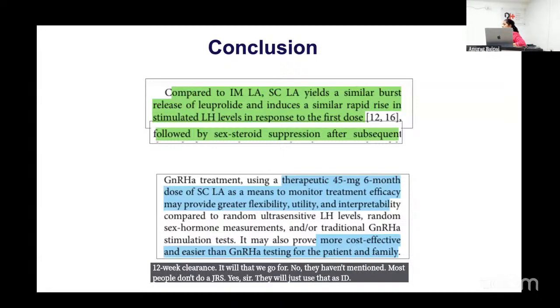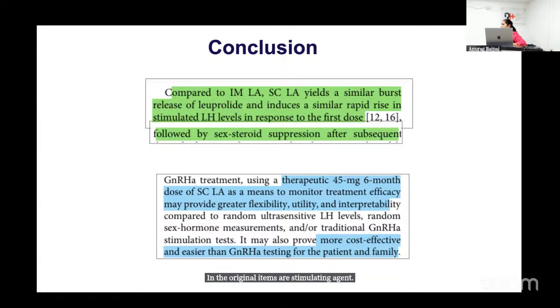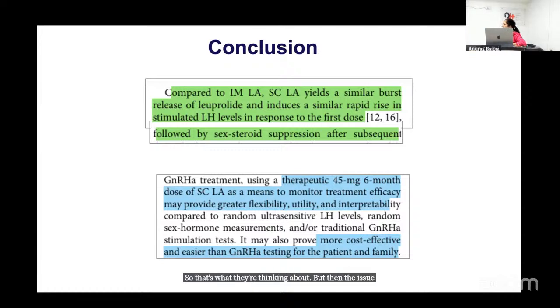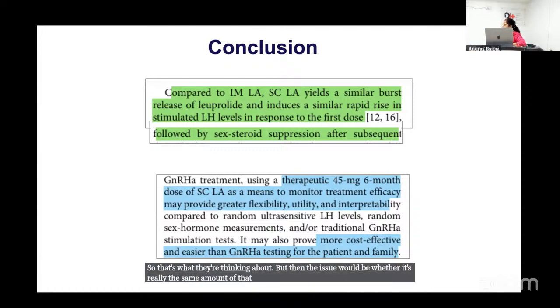What is the basis of using this injection of GnRH as a stimulating agent? What is the rationale of the stimulation there? It's a long acting, so why will it stimulate? Initially, because of the initial burst. That initial burst is because of the flare response. What they're trying to say is that when you have a GnRH analog, some amount will be free, rapidly rising, and that free part effectively behaves like GnRH. So that's what they're thinking. But then the issue would be whether it's really the same amount for every injection. Some may have more free, some may have less free.